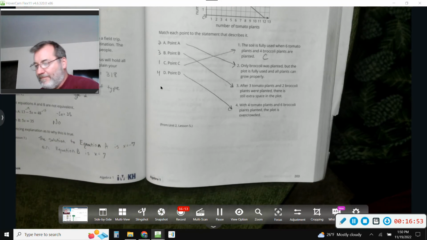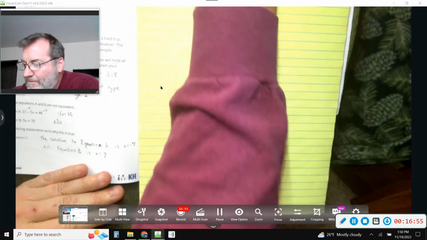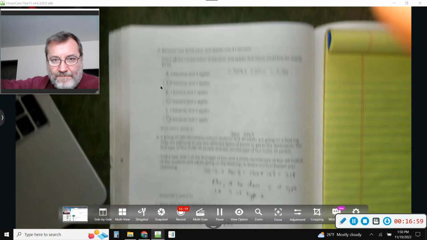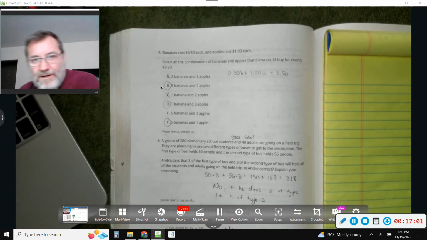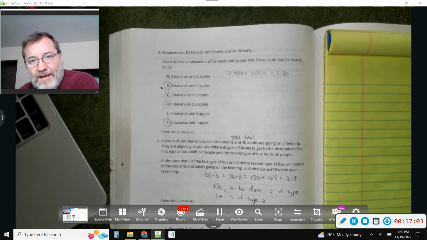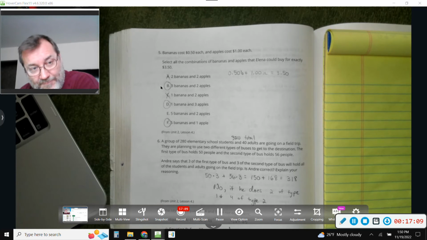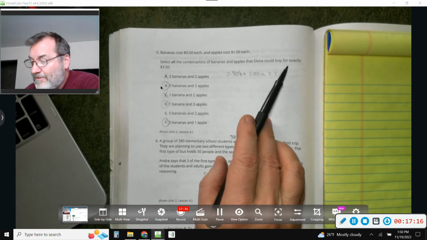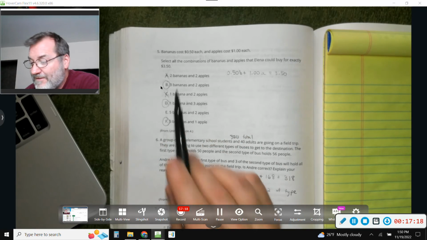Number 5, continuing on with these 2-item grocery selections. What are we doing here? Bananas cost $0.50 each, and apples cost $1 each. All right, so this is not per pound. Now this is per each. Okay, think of it that way. Select all the combinations of bananas and apples that Elena could buy for exactly $3.50.